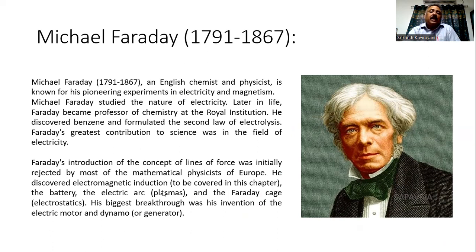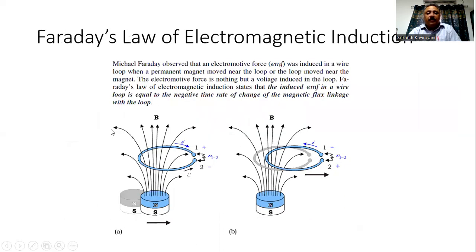He discovered electromagnetic induction, which is covered in this particular chapter, and the battery, the electric arc, plasmas, and the Faraday cage based on electrostatics. His biggest breakthrough was the invention of the electromotor and the dynamo or the generator, which depends on Faraday's law of electromagnetic induction. So here we have to remember what Faraday has done.